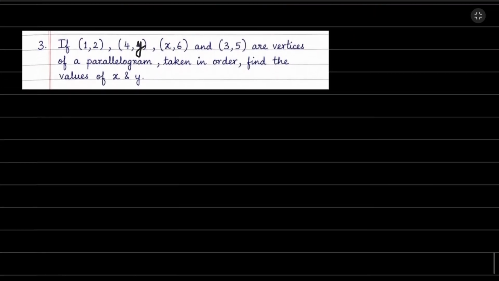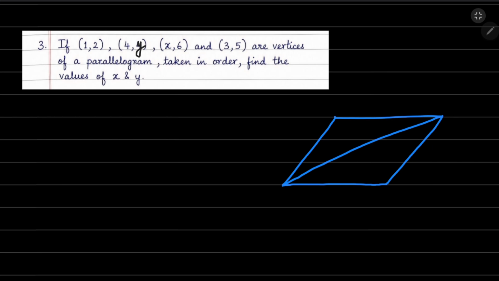If (1, 2), (4, y), (x, 6) and (3, 5) are vertices of a parallelogram taken in order, find the values of x and y. So let's draw a simple parallelogram. Opposite sides are parallel and equal. And one other thing that you have to know is the diagonals bisect each other. That means the diagonals would share the same midpoint.